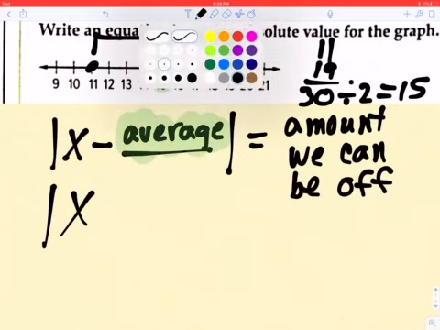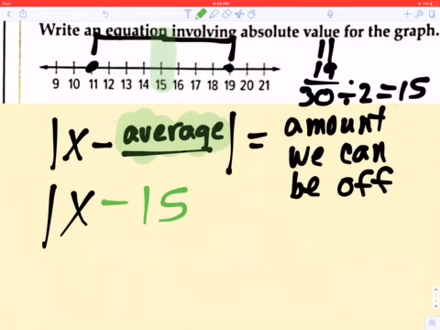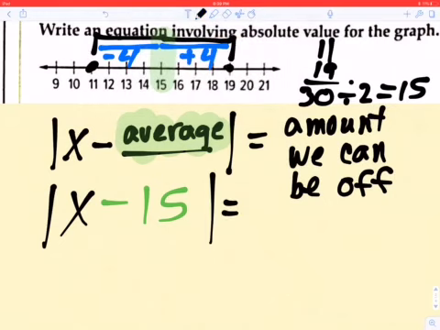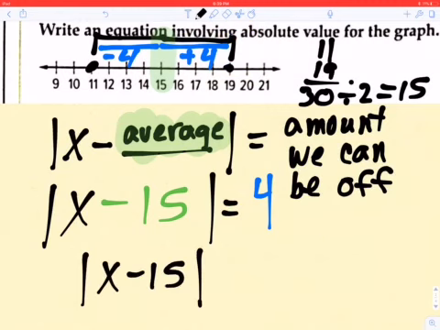So I'm going to replace that with a minus 15. And then the amount that we can be off. So I can see from my midpoint of 15 that if I travel from 15 to 19, that'll be plus 4. I'm going to travel from 15 to 11, that'll be a negative 4. So the amount that we're going to be allowed to be off is going to be plus or minus 4. So the equation I should write is the absolute value of x minus 15. That means the difference between the middle and the endpoints is going to be equal to the amount we can be off, which is 4.